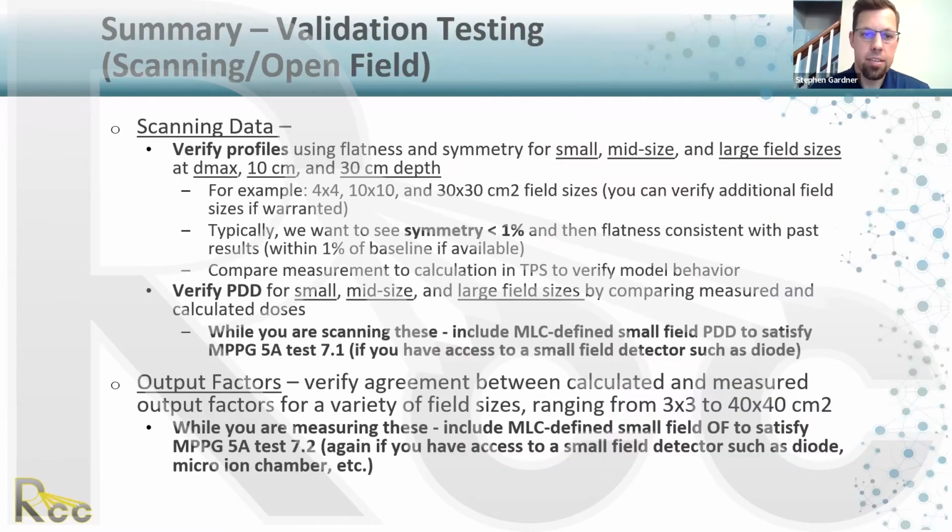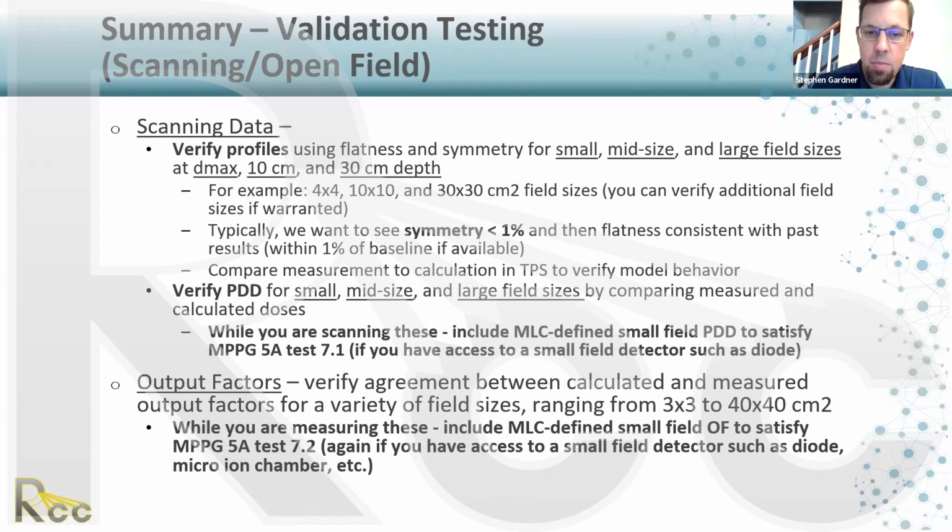So just to summarize, when we do validation testing for scanning and open field measurements, we have our scanning data. We'll verify profiles using flatness and symmetry for a variety of field sizes and depths. You could do small, mid-size, and large field sizes at depths of Dmax, 10 cm, and 30 cm for validation. Usually what I look at is making sure the symmetry is less than 1% for profiles. The flatness is dependent on the physics of the beam itself. The symmetry we want to make sure is good and as close to 0 as we can get.